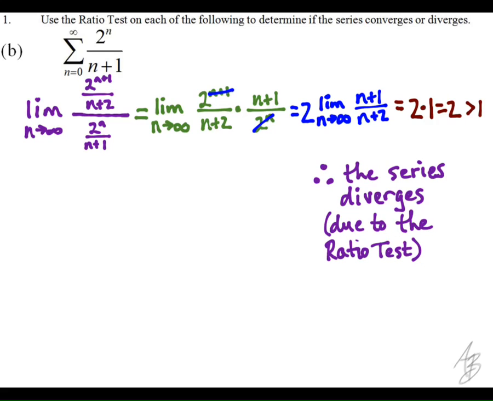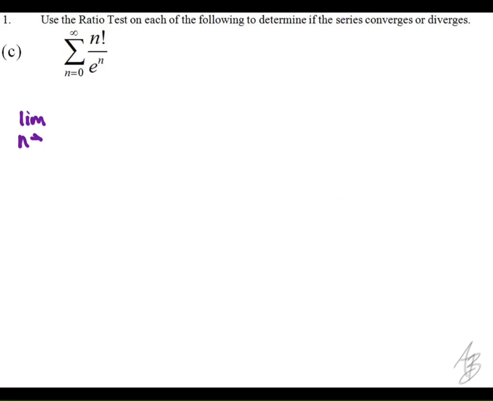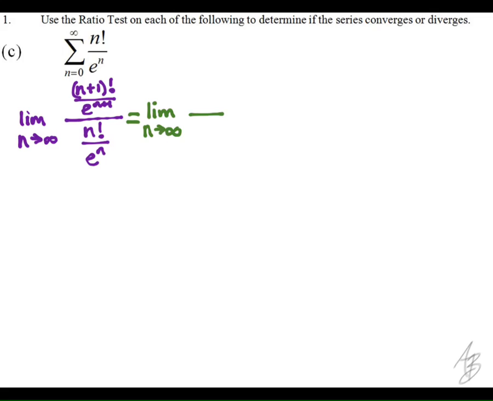In this problem, points were given for the final answer, that it diverges. A point was given for the setup, for the limit of the ratio of terms, and then also for the inequality. In part C, we do the same thing. Again, we have all positive terms here. So we simplify the ratio by multiplying by the reciprocal.